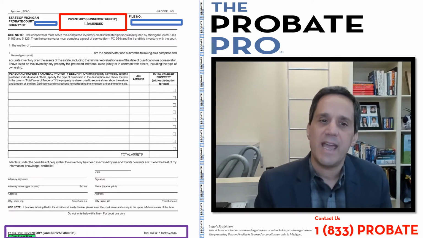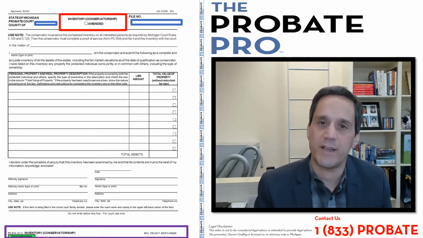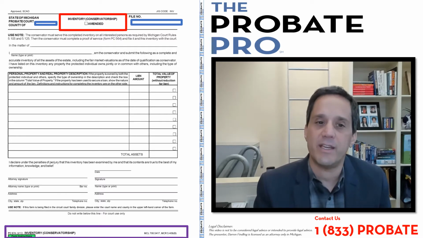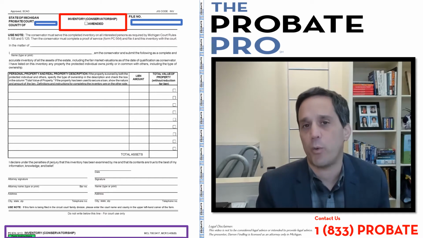56 days, and it's to be served also upon the protected individual upon which they're serving as the fiduciary. It's filed with the court, and it's served upon any of the interested parties as set forth in the Court Rule 5.125 and 5.105.